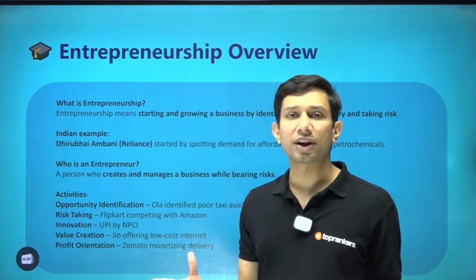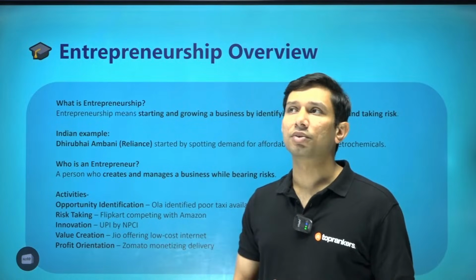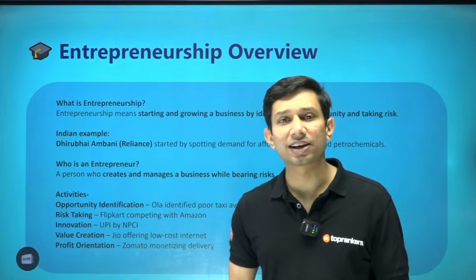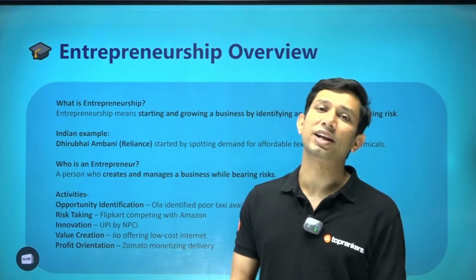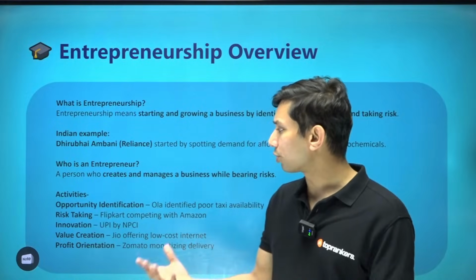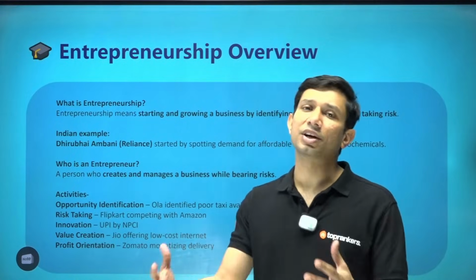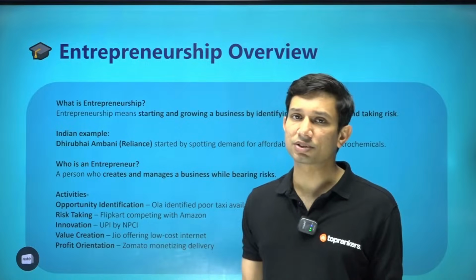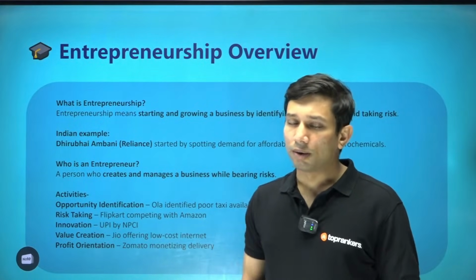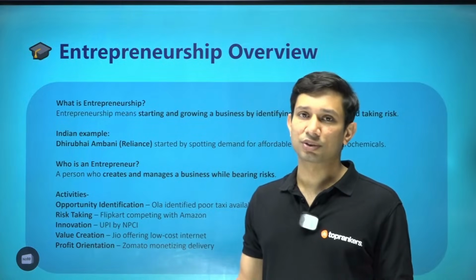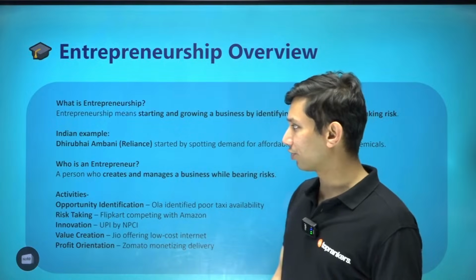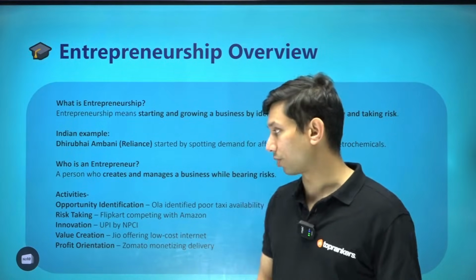Ola identified an opportunity. They saw a lot of taxis standing outside railway stations, and there was a lot of bargaining which people did not like going forward. They identified an opportunity and they created a market for it. There was no such player previously, and there is the market. We all know what Ola is today. Almost all of us have it on our phones right now. Hence, opportunity identification is just one type of entrepreneurship.